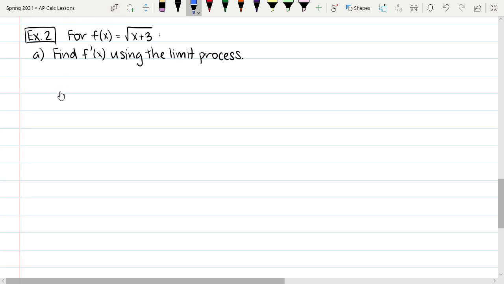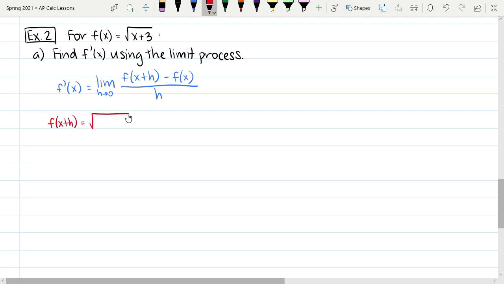So remember, if I'm looking for f prime of x using the limit process, then I'm looking at the limit as h approaches 0 of f of x plus h minus f of x all over h. But that means f of x plus h is really the square root of x plus h plus 3. So let's go ahead and substitute that now. So now we've got the limit as h approaches 0 of the square root of x plus h plus 3, so that's my f of x plus h, minus f of x, which is just square root of x plus 3, all over h.